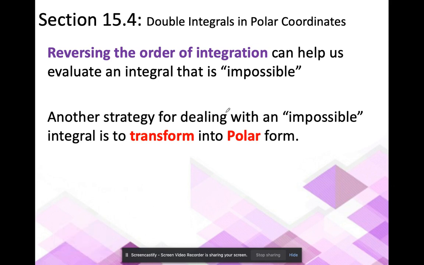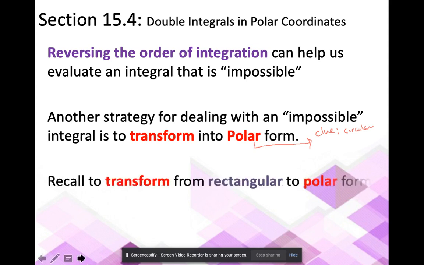So another strategy is to transform into polar. Just like with reversing the order, sometimes I will just straight up tell you to do polars, but a clue that you might want to transform, so you were in rectangular, is if you have any circular relationships. And here's what I mean. Well, first, think about why that might be so.